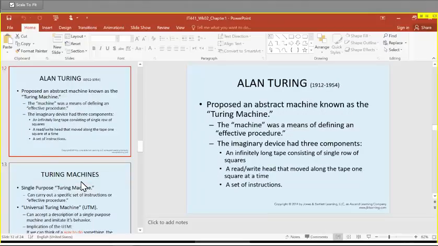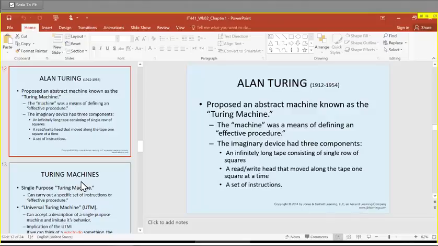Then there was a very important discovery in the history of computation by Alan Turing, who developed the Turing machine. It was an abstract machine, a means of defining an effective procedure for calculation. We have two efficient machines. The first one is the non-human machine, which is in the form of the digital computers that we use. Another calculation machine is the Turing machine.